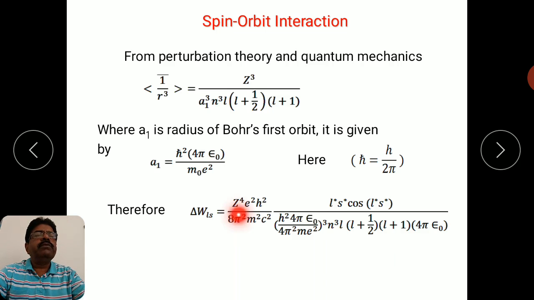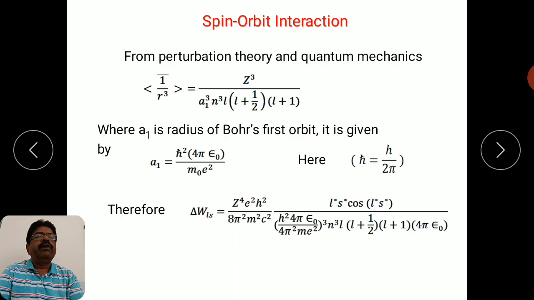So the equation will become Z raised to 4 e square h cross square upon 8 pi square m square c square into L star S star cos of L star S star upon this value of A1 cube. Here you can see A1 cube. So this A1 cube is h cross square 4 pi epsilon 0 upon 4 pi square m e square bracket cube into n cube L in bracket L plus half into another bracket L plus 1 into 4 pi epsilon 0. So this particular equation we have defined by substituting A1, the average value of 1 upon r cube.